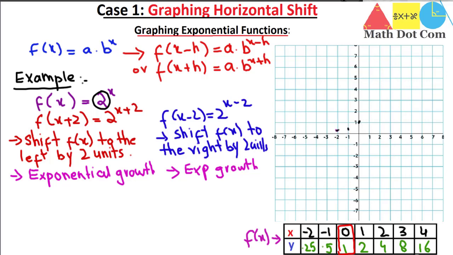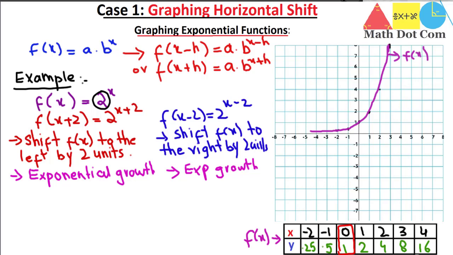This is the y-intercept. Then we have (1, 2). This is another point. Then (2, 4). This is another point. Then (3, 8). And this is another point, and so on. So let's join them together to see how the function actually looks. It will look somewhat like this. And this is f of x.